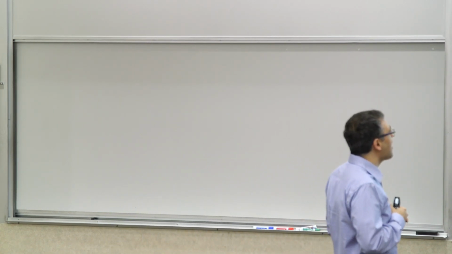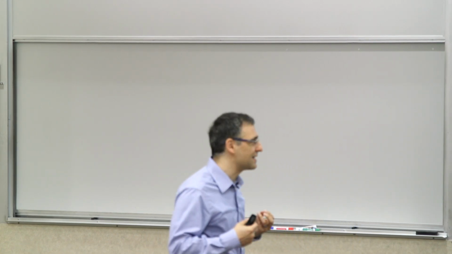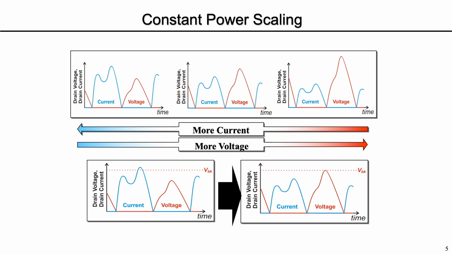Okay, so now if you think about it, there's another spectrum, another range of variations in a transistor, in a power amplifier.